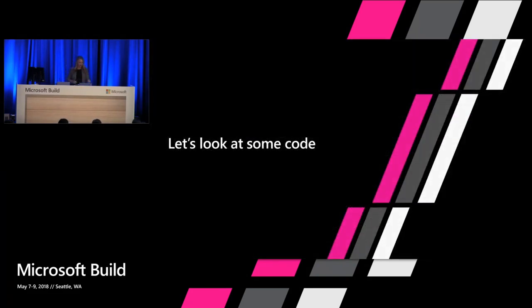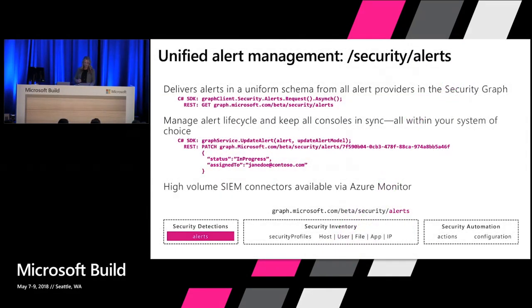So let's take a look at some code. Now, we talked a fair amount about alerts, but let's drill down just a little bit deeper. Querying for all alerts from providers in the graph is really as simple as a short call using our C# SDK or a REST API. The results of this query can be filtered. You could filter based on severity of the alert, type of alert, or the provider. And you can surface those in whatever dashboard, user experience, or application you prefer, giving you the ability to then correlate, manage, or enrich those alerts.